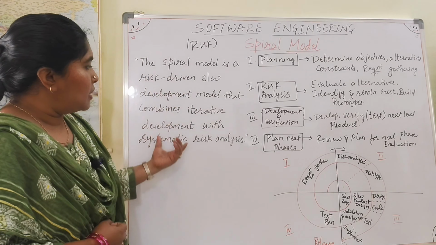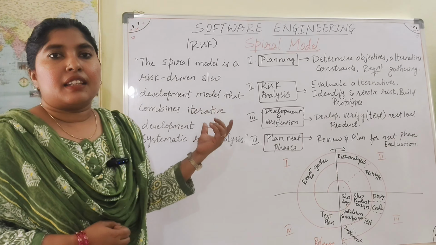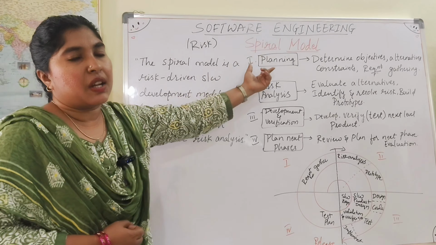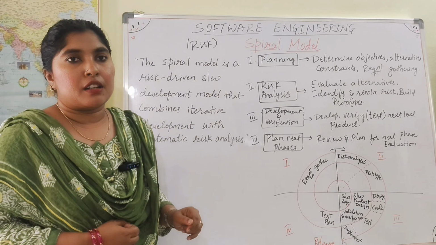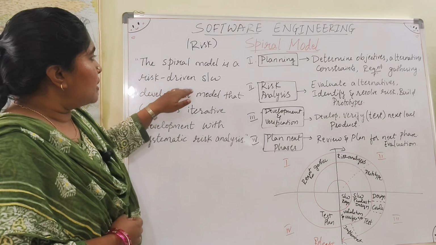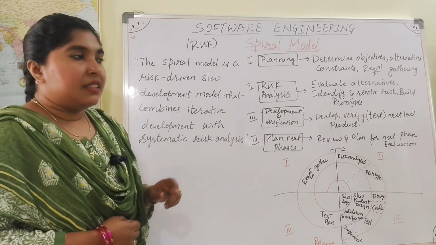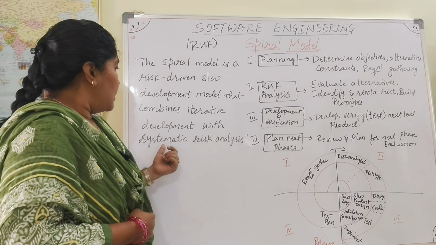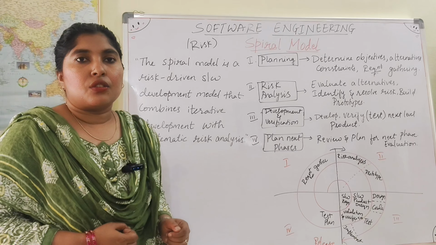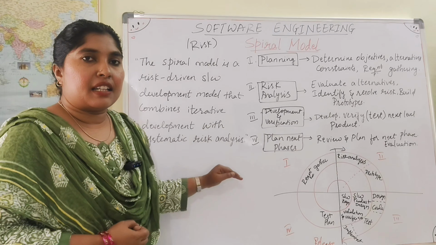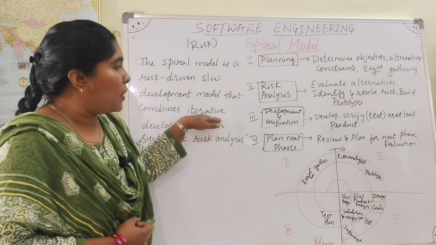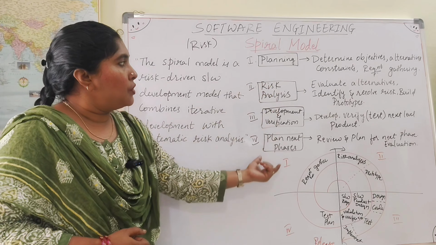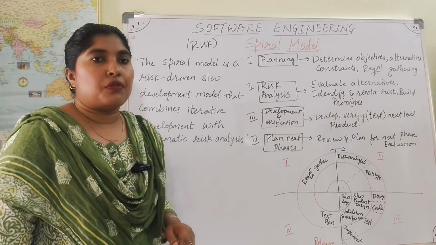First, to start with the definition, as I said, risk. Wherever that risk term comes, you have to associate it with the spiral model. The spiral model is a risk-driven software development model that combines iterative development with systematic risk analysis. How the risk gets analyzed systematically and why it is called an iterative model, we'll see when we move to the actual phases.